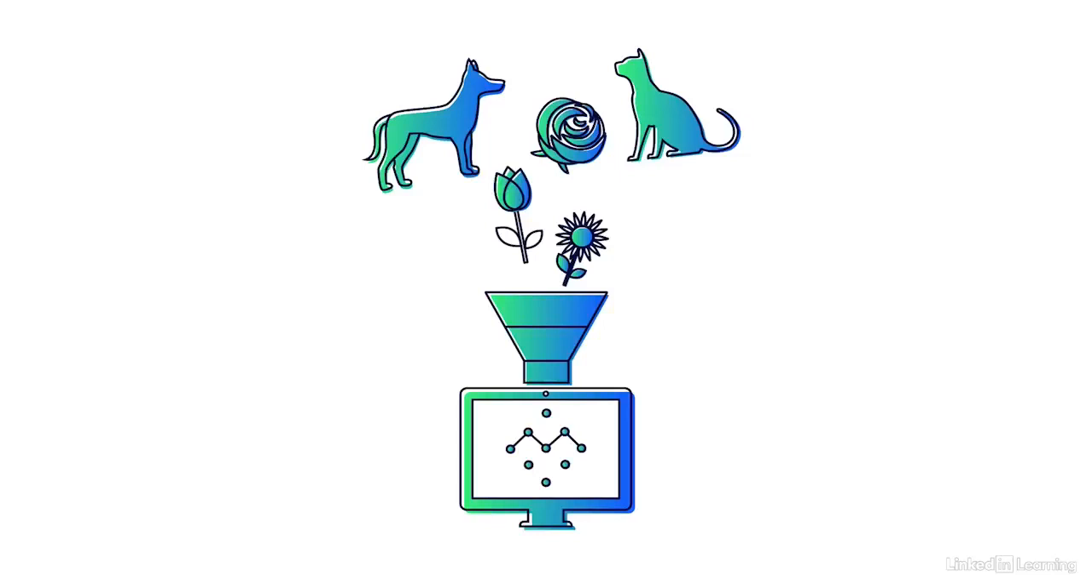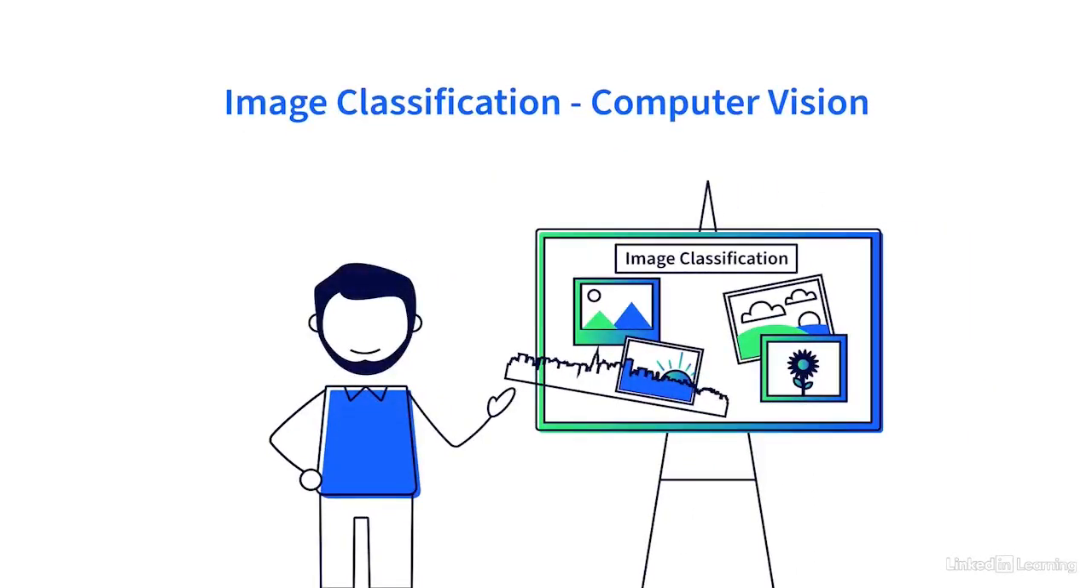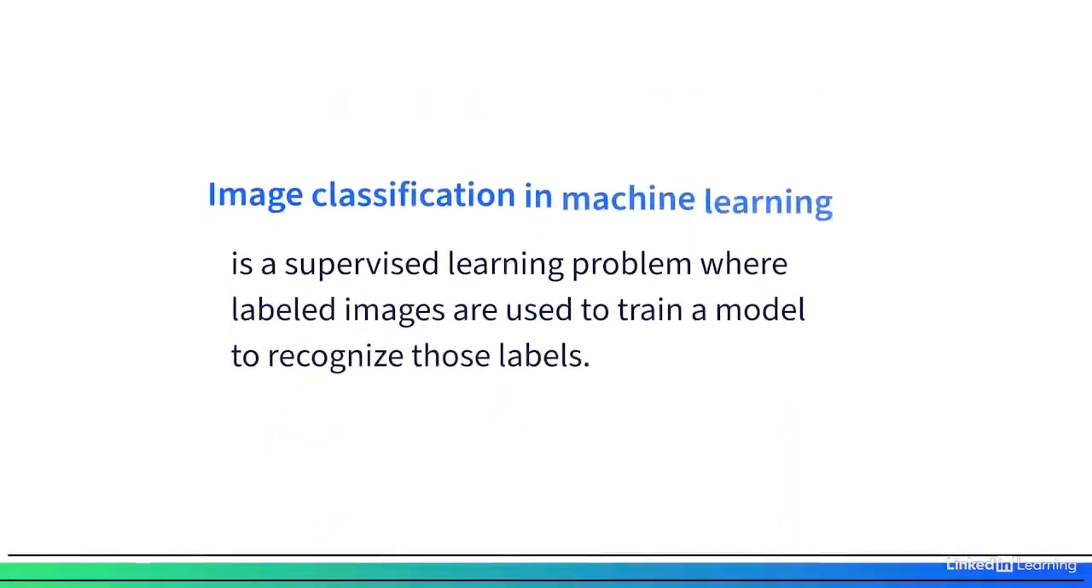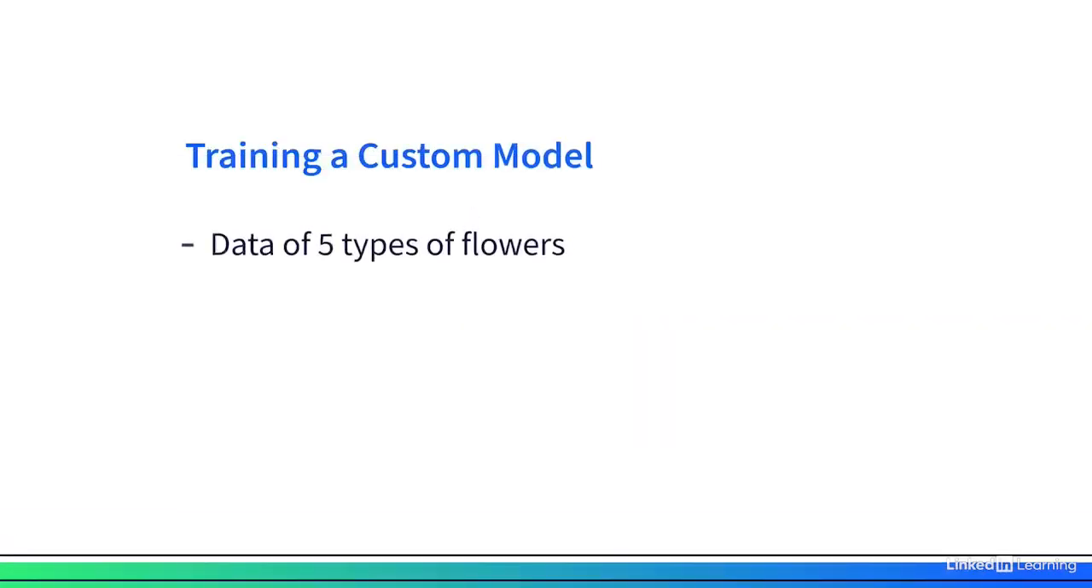You can easily use any image you like, though: cats, dogs, people, fruit, cars, shoes, and more. The list goes on. Image classification in machine learning falls under the computer vision umbrella, which allows machines to identify items, people, places, and things in an image or video. More specifically, image classification is a supervised learning problem where labeled images are used to train a model to recognize those labels. Our data contains images of 5 types of flowers: daisies, dandelions, roses, sunflowers, and tulips.